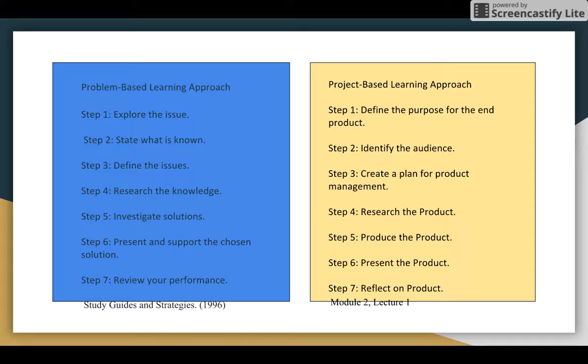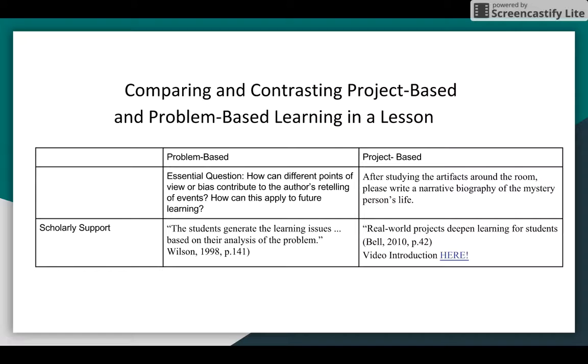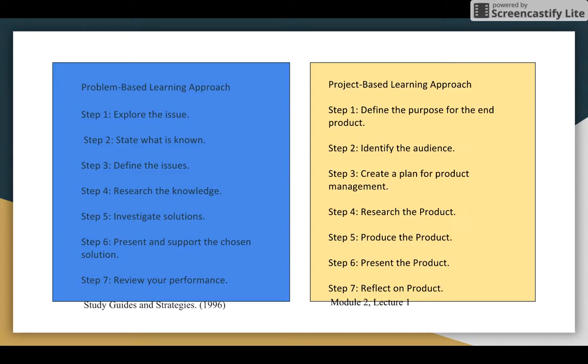Now, again, around the room I would have these resources, but they would choose which resources to use. Again, going back to that essential question, how can different points of view or bias contribute to the author's retelling of events? So they would go through, they would pick events, they might discover that they need additional information, so they would have to seek out events online, possibly accessing social media, doing whatever they decide to do to address that problem.